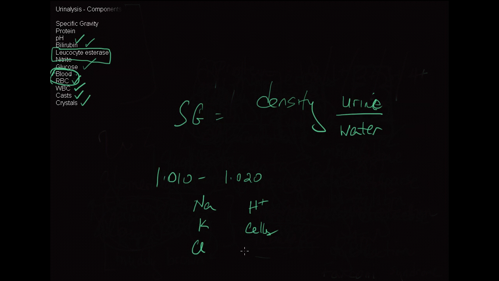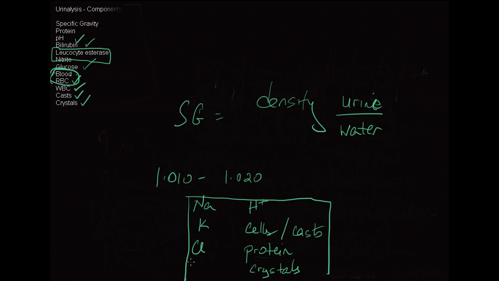Some protein that is leaked out may not necessarily indicate pathology. So cells, or we'll say some casts, and depending on how you store your urine, you may even have some crystals that are not necessarily pathologic, but may have developed because you stored your urine in a cold environment. So these things can help increase the density of urine.